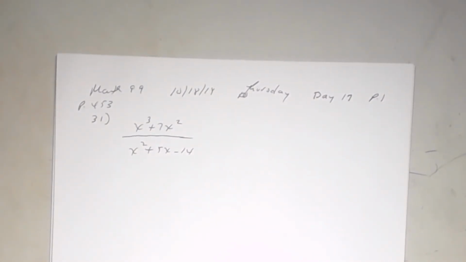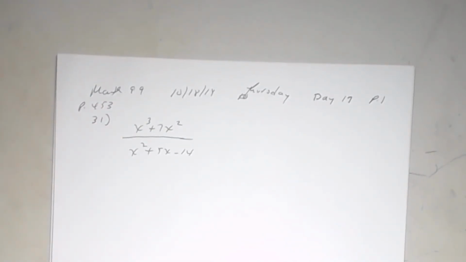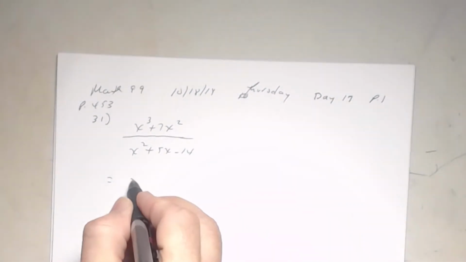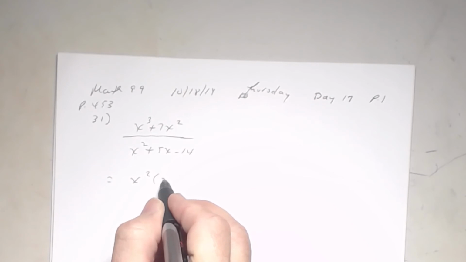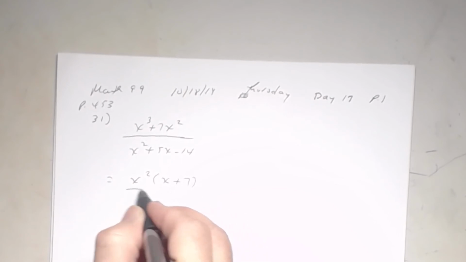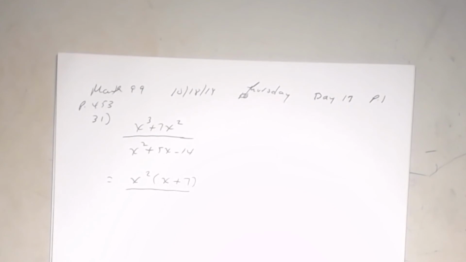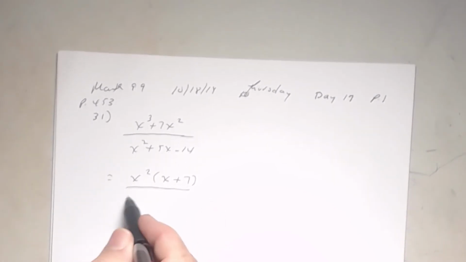A rational expression, remember, is a polynomial divided by a polynomial. And that's what this is, so it's a rational expression. To simplify a rational expression, the first thing you do is factor the numerator and the denominator. How can I factor the numerator? Factor out the x squared, the GCF, times x plus 7. Now the denominator is a trinomial. The GCF is 1, so you can go directly to two binomials.